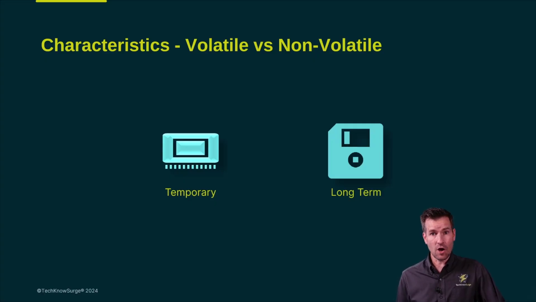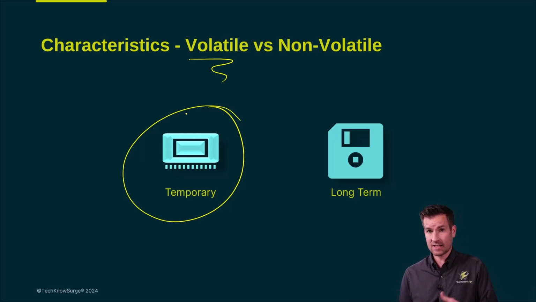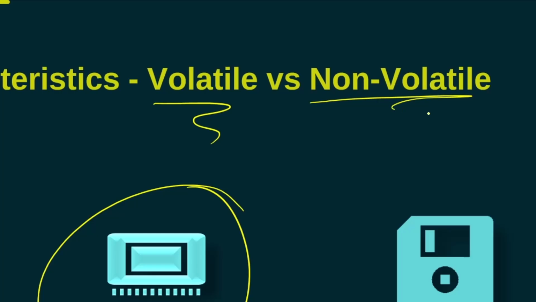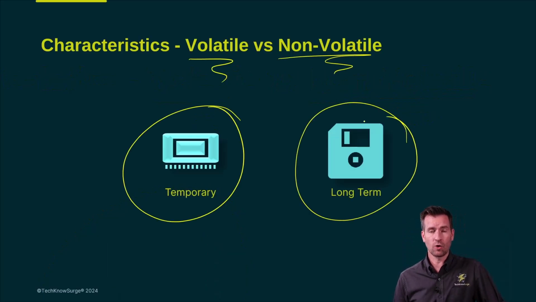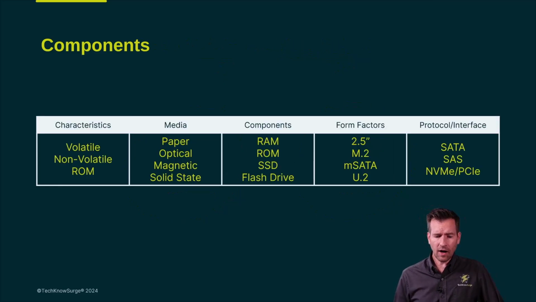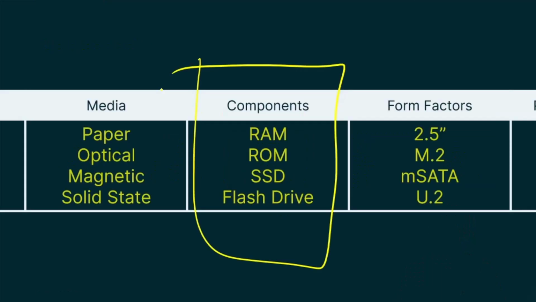Now, the first thing to note is your computer needs both volatile memory, that's that temporary memory that just sticks around for the period of time that the computer's on, and it also needs non-volatile storage, long-term storage to store things like your pictures and your documents and the long-term stuff. And there are a lot of different types of components that do that. We're going to cover a few of the major components that your computer uses.